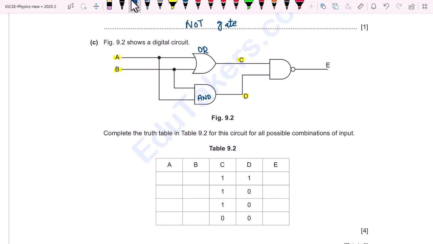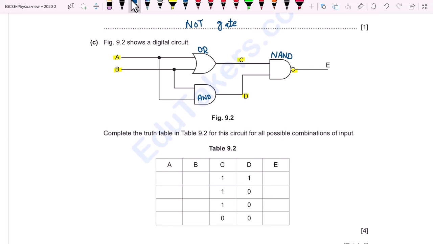When we combine C and D, it gives us NAND gate because this is the symbol of AND gate and there is a bubble in the front of this symbol. So this is basically for NAND gate. I write here NAND. The output of NAND gate is represented by E. Complete a truth table in table 9.2 for this circuit for all possible combination of input. Here A, B are the input, C is the output of OR gate and D is the output of AND gate while E is the output of NAND gate.